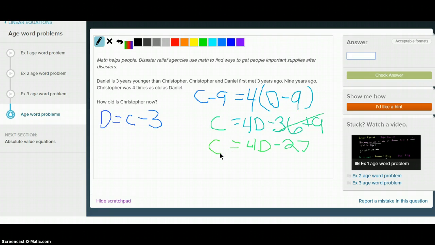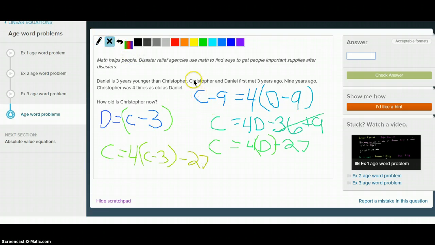Okay, so we have an expression for Christopher's age, we have an expression for Daniel's age, and we're looking for Christopher's age. Okay, so let's solve for C. So let's try plugging in this D value over here. So we're going to replace this D right here with this, because they're equivalent. So we're going to have C equals 4 times (C minus 3), and then minus 27.